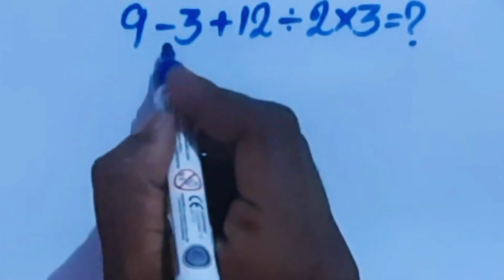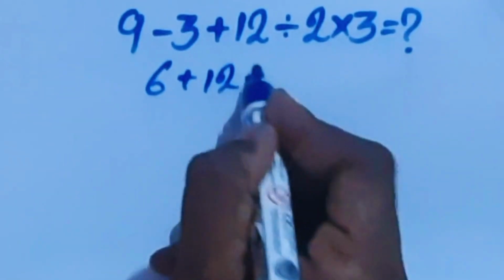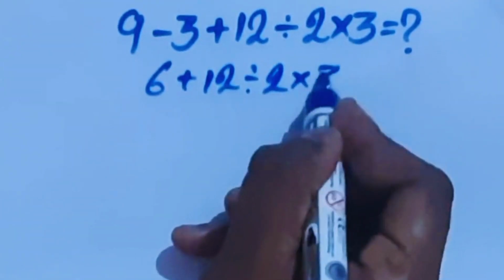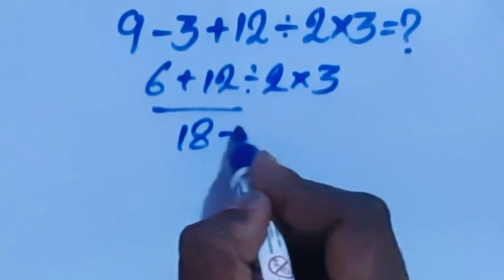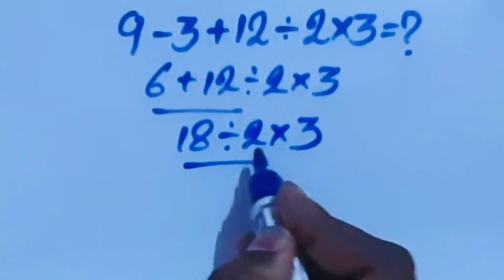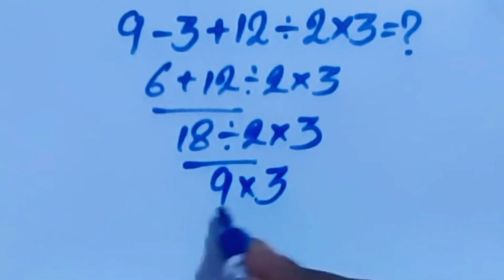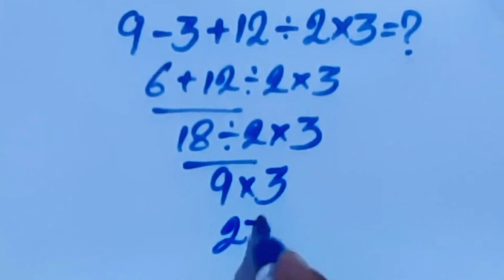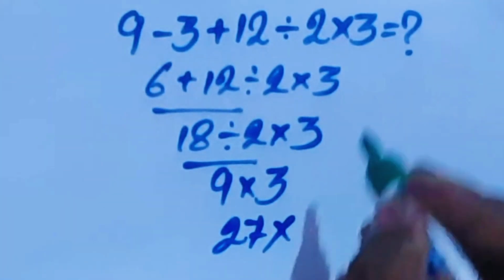Hi guys, here 9 minus 3 is 6 plus 12 divided by 2 times 3. Here 6 plus 12 is 18, divided by 2 is 9, times this 3. Here 9 times 3 is 27, which is the wrong answer. As per the order of operations, this 27 is the wrong answer.